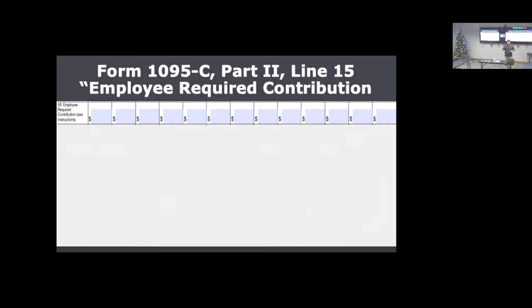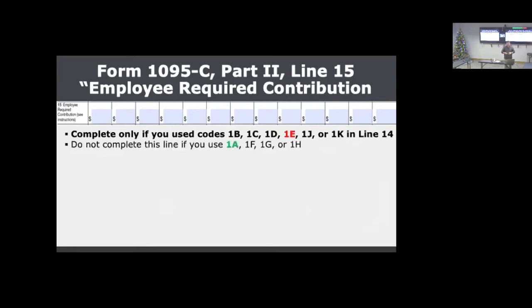All right, line 15, right? So we did line 14, that's the offer. Line 15 is how much money did we ask them to pay? Bookmark this, footnote it, highlight it. If you are using 1A in line 14, you don't put anything in line 15. I'll say that again. If you're using 1A, you don't put anything in line 15.